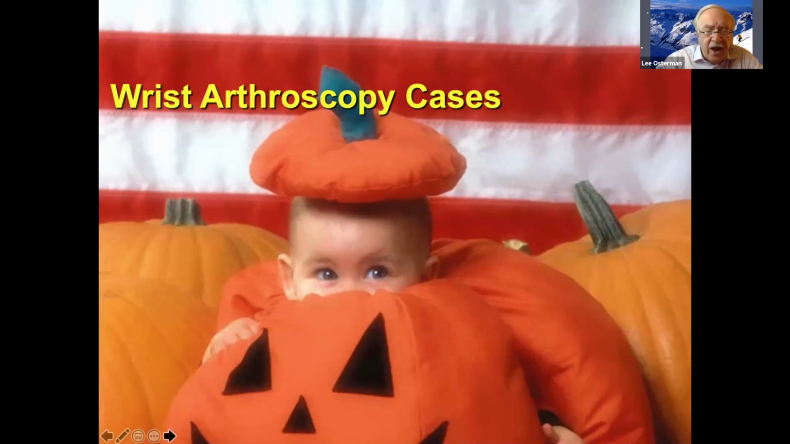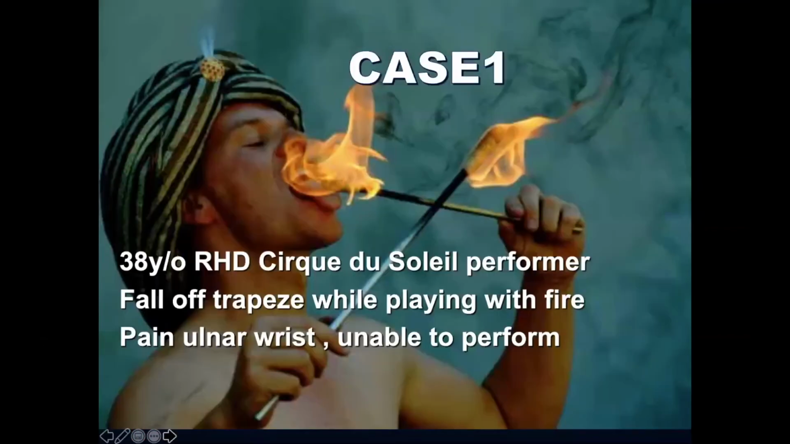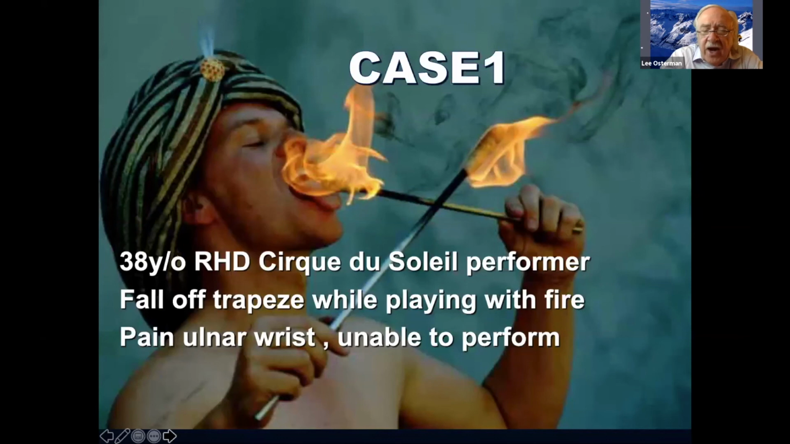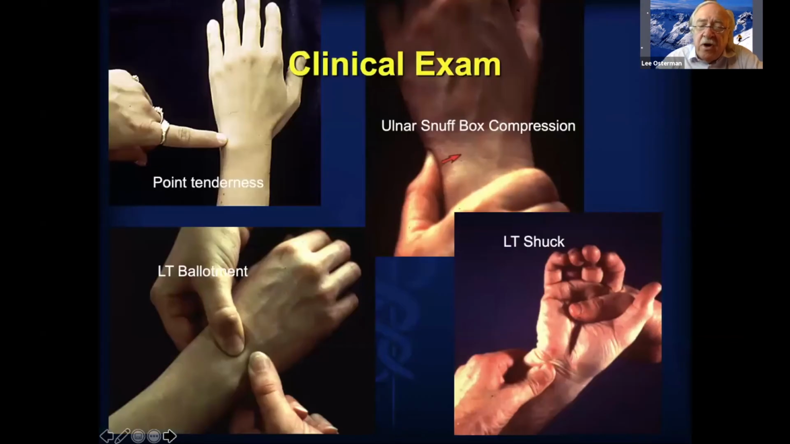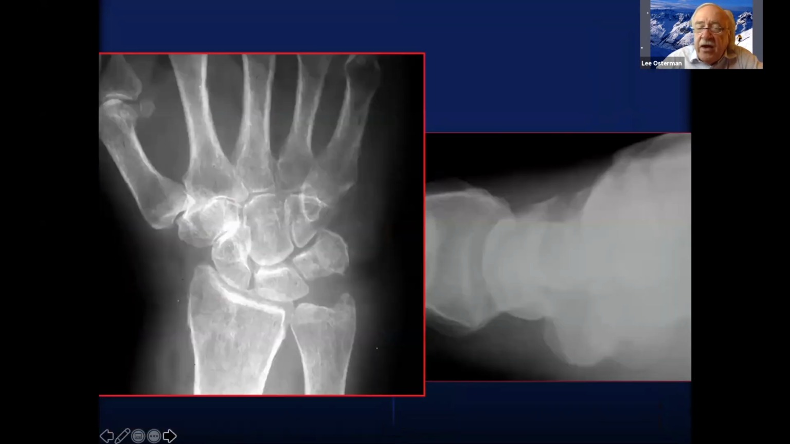Okay, so case one is a 38-year-old right-hand dominant Cirque du Soleil performer who falls off a trapeze with ulnar wrist pain, unable to perform. Clinical examination shows point tenderness where my finger is. He has a positive ulnar snuff box compression test and a positive LT ballottement and Chuck test, making you think about LT.